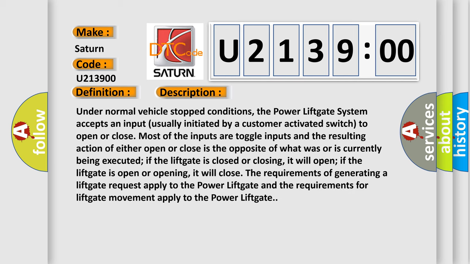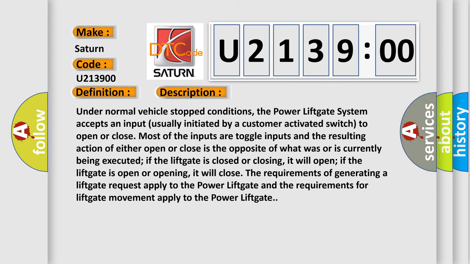Under normal vehicle stopped conditions, the power liftgate system accepts an input usually initiated by a customer activated switch to open or close. Most of the inputs are toggle inputs, and the resulting action of either open or close is the opposite of what was or is currently being executed. If the liftgate is closed or closing, it will open. If the liftgate is open or opening, it will close. The requirements of generating a liftgate request apply to the power liftgate, and the requirements for liftgate movement apply to the power liftgate.